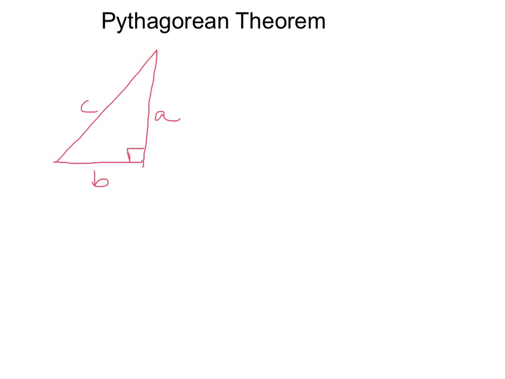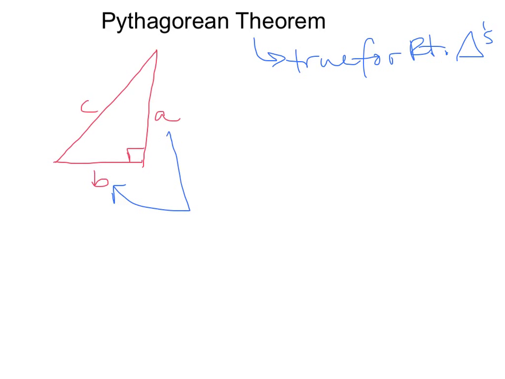So a couple things about the Pythagorean theorem. One, it's true for right triangles. Okay, so only for right triangles are we going to use this. Next, if you look at this, A and B represent the legs, and those can be interchanged. It doesn't matter which one you say is A and which one you say is B. However, C has to be the hypotenuse.